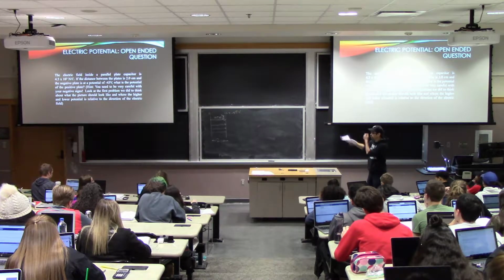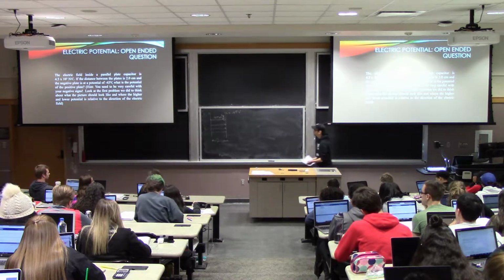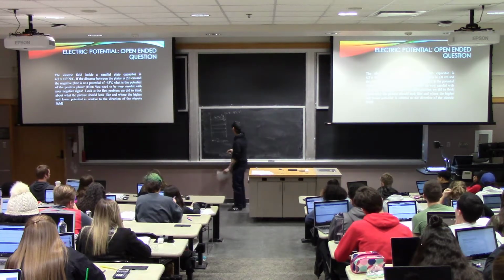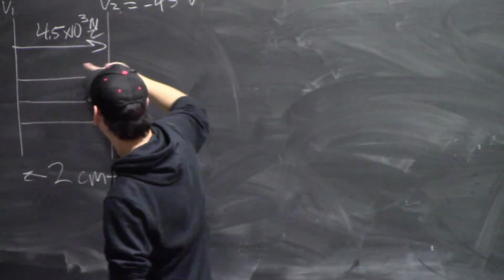So that's not really the way that the problem was set up, but it helps to draw these things so it's very clear. Okay, I have an electric field that points from here to here. I have two electric potentials here.